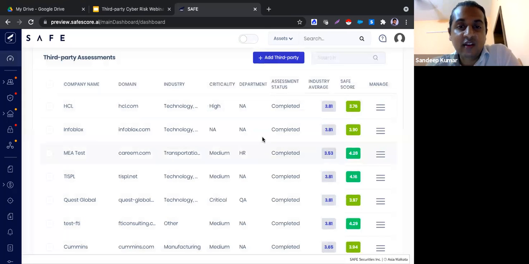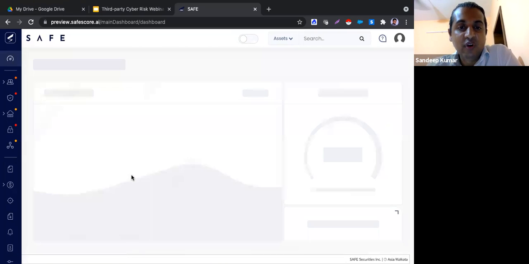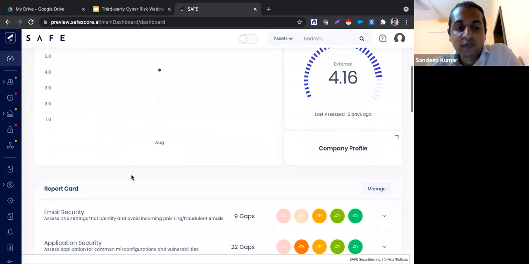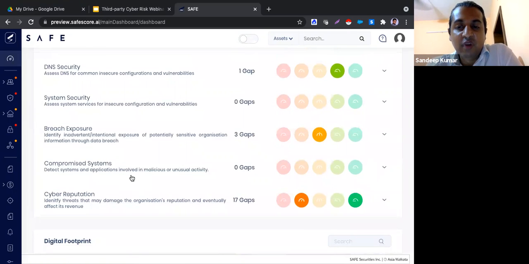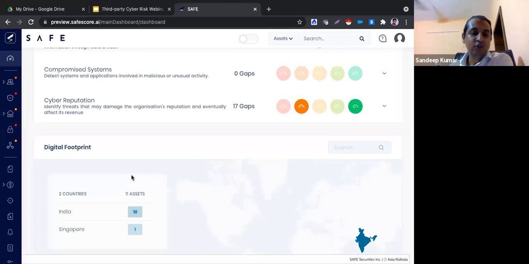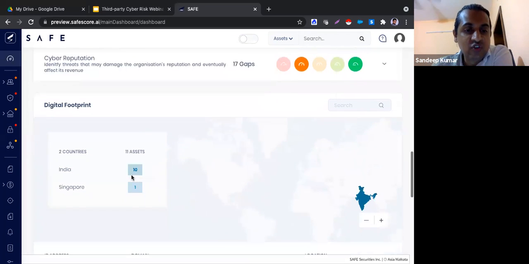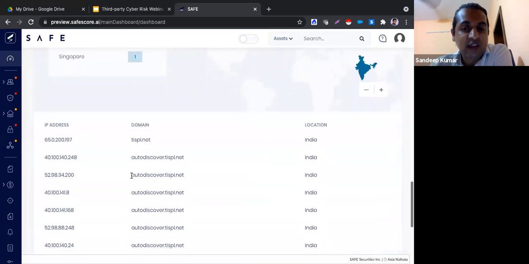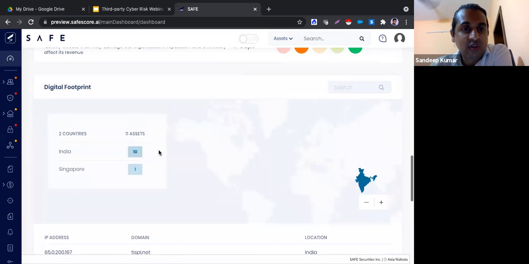And once that's done, the automated assessments actually begin. If you were to look at any third party that you have onboarded here, and if I were to go inside one of the third parties to showcase what the data would look like: from the external assessment point of view, based on the primary domain of the organization, we enumerate the associated domains and subdomains, and based on that we map out the digital footprint of the organization, including the IP addresses and the domain names across all the locations.